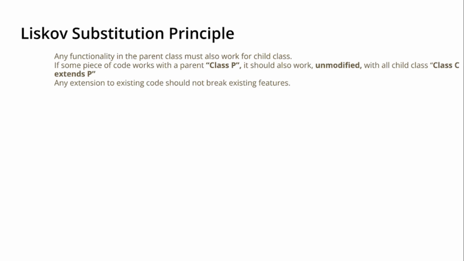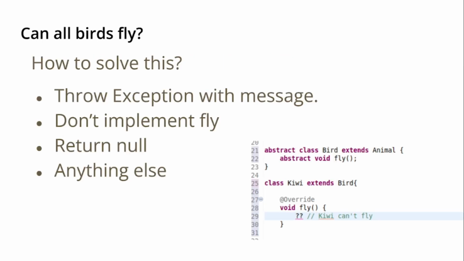And somehow, this is also related to the previous principle we have seen. In the previous principle, we are extending the code. This principle states that extending the code should not break the existing features, and we'll see how the features can break and how we can modify the code so that they don't break. Now, again talking about the bird class, we have seen the bird class with the fly function.